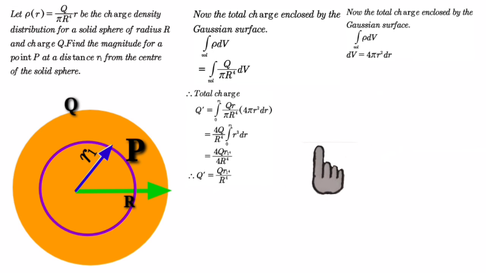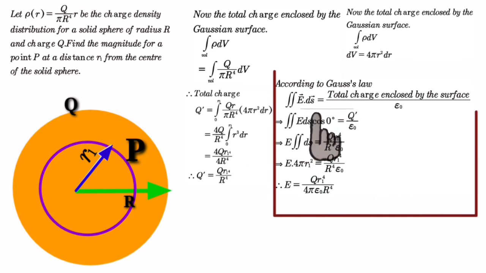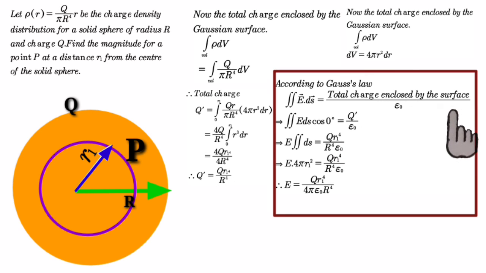Now, according to Gauss law, surface integration E dot ds is equal to total charge by epsilon naught. Therefore, surface integration E ds cos 0 degree is equal to q dash by epsilon naught. Therefore, surface integration E ds is equal to q dash by epsilon naught. Here, q dash is the amount of charge inside the sphere of radius small r1. Now, what is the value of q dash? Q dash is equal to Q into small r1 to the power 4 divided by capital R to the power 4.